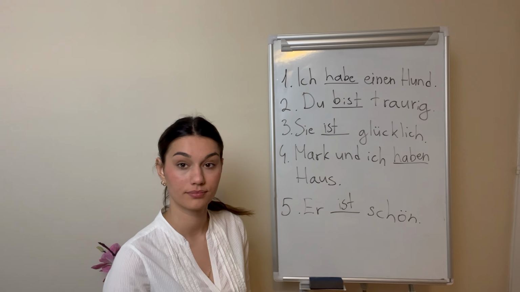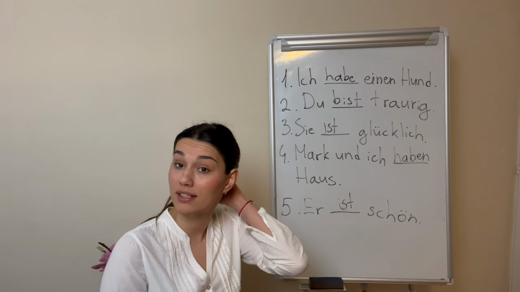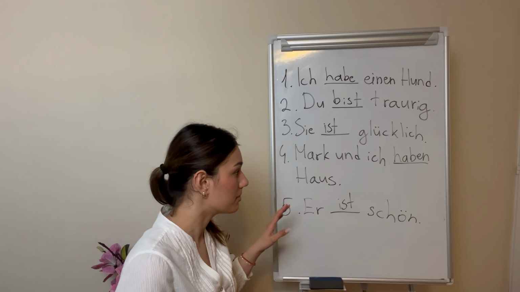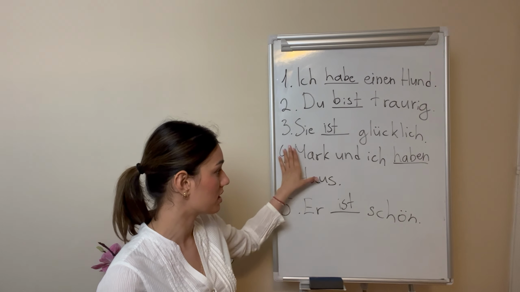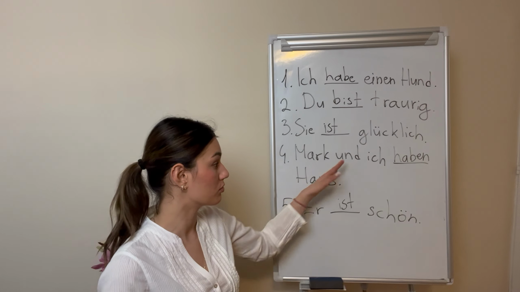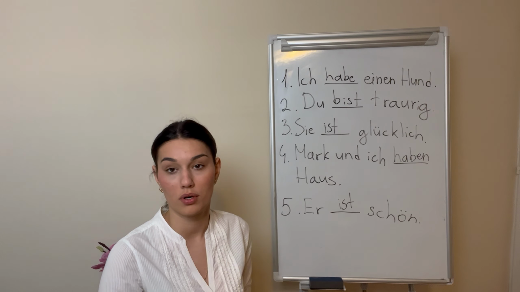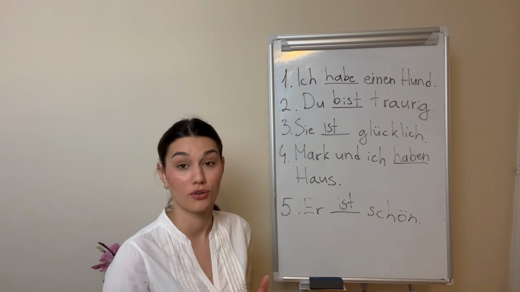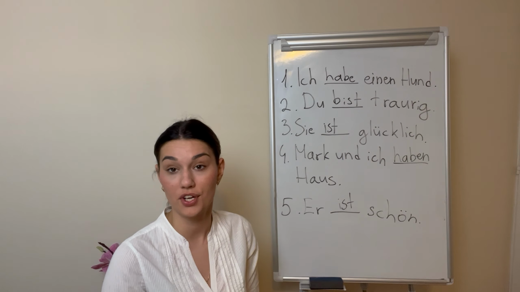Okay, the next one. Read it. Mark und ich haben Haus. So maybe this is not hard, but it's a bit complicated. Why? Because here we have Mark und ich. Mark und ich will be we, or wir auf Deutsch, in German. We. Mark und ich, this whole part will be instead of we. And that's why here we have haben. Wir haben or Mark und ich haben Haus.